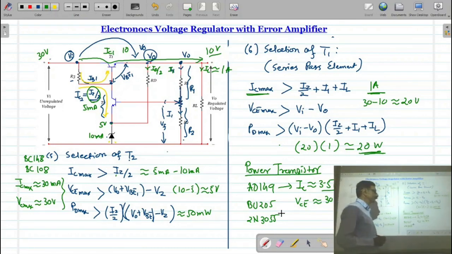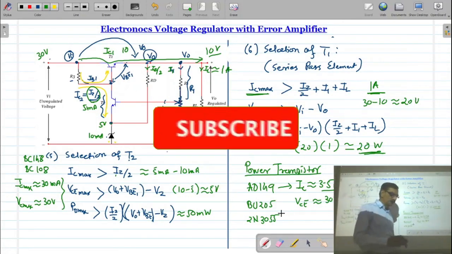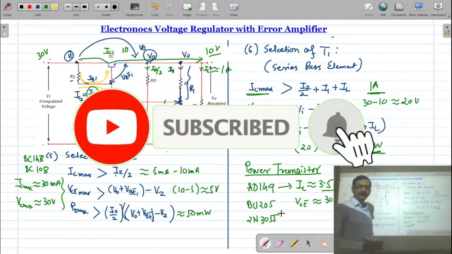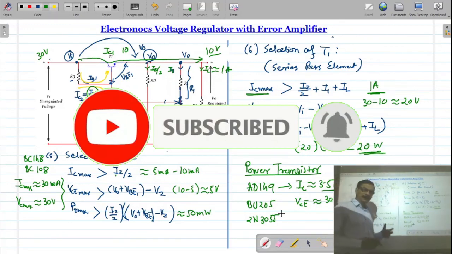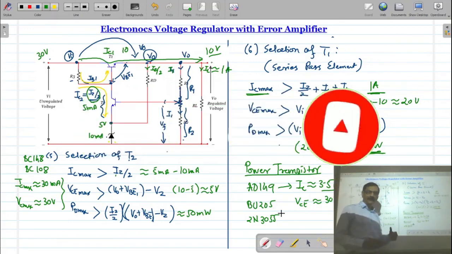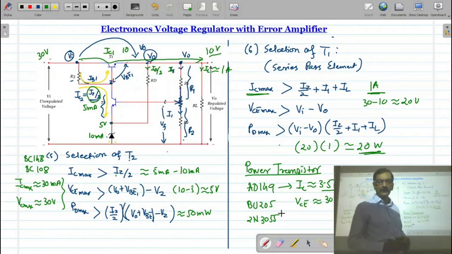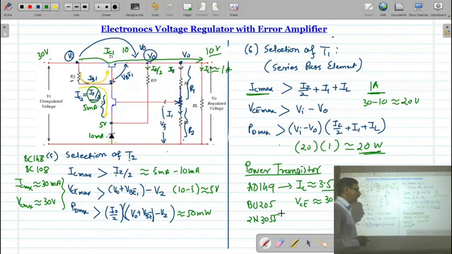Okay. So this is about how to design the circuit. In the next lecture we will discuss a design. We will take one example and see how we can design this regulator circuit.